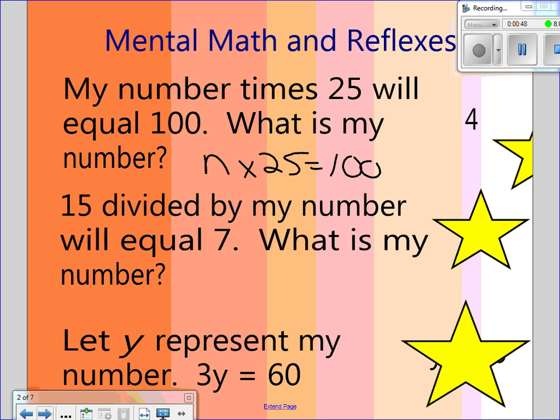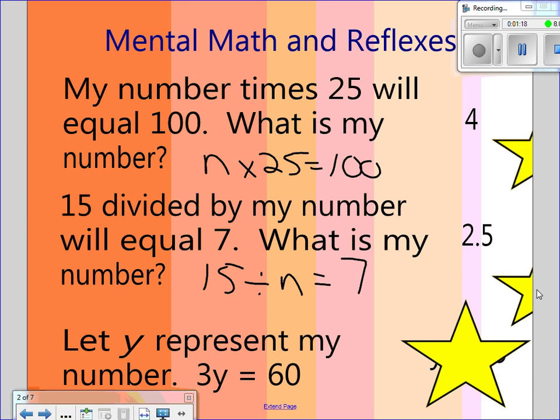15 divided by my number will equal 7. So I'll have the number 15 divided by n will equal 7. What number divided by 15 will equal 7? So if I take 15 and divide it by 3, I'll get 5. So I'm going to have to divide it by 2, and that would give me, no, that would be 14, so it would be 2.5.